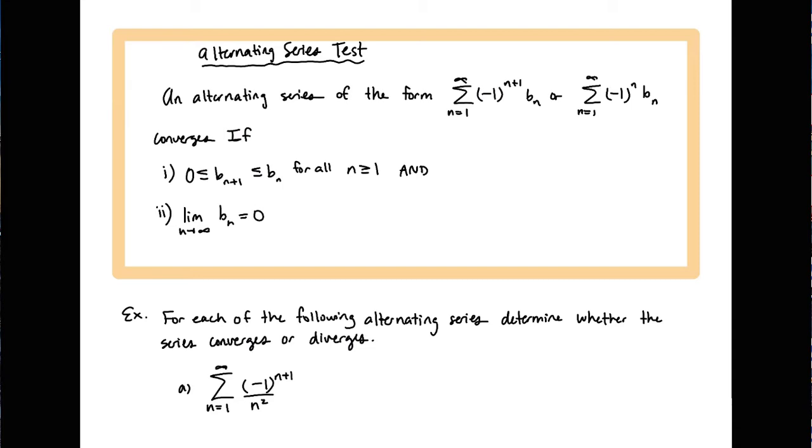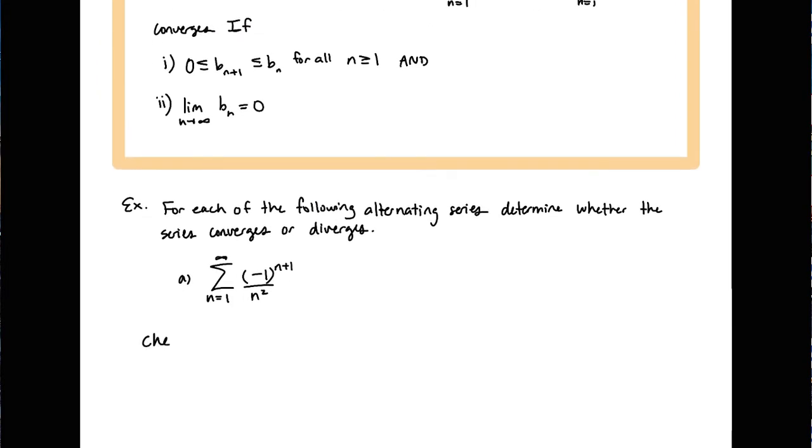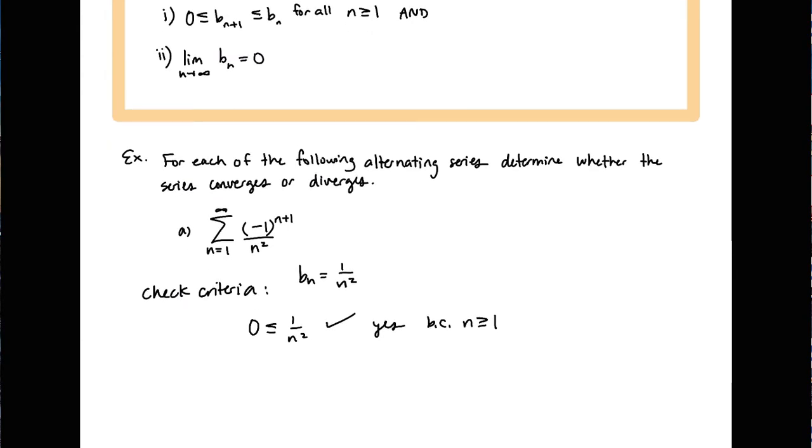So our first example, we're going to determine whether the series converges or diverges, and for part A, we'll do the series (-1)^(n+1) over n squared. Okay, so let's first check our criteria. To apply the alternating series test, do we have all terms of b sub n, which is 1 over n squared, satisfying our criteria? Is 0 less than or equal to 1 over n squared? Yes. n is always positive because n is greater than or equal to 1. So we're good for positive. Now we need to verify that our terms are decreasing and that the limit is 0.